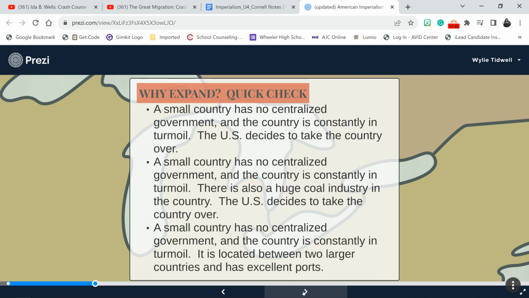All right, so why expand? Let me get somebody, get popsicle sticks here. Give me a popsicle stick for each bullet point, because y'all should be reading this on your own too. A small country has no centralized government, and the country is constantly in turmoil. Turmoil, yeah. What does that mean? It's constantly fighting, right? It's always got issues. Keep going. There is also equal industry in the country. The U.S. decides to take the country over. The last bullet point.